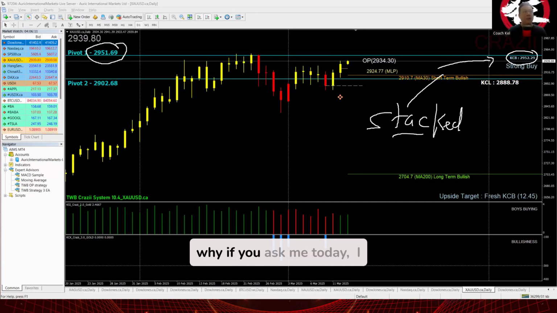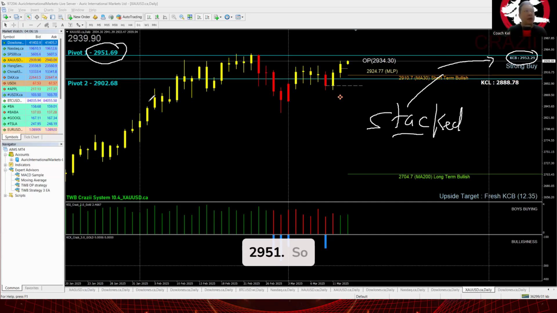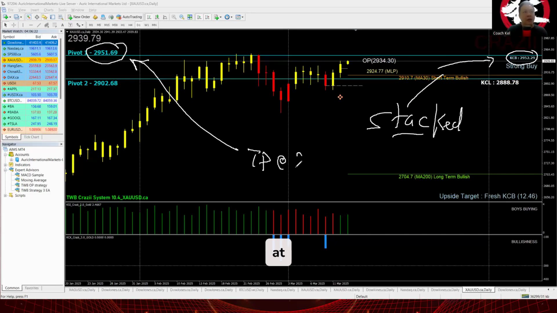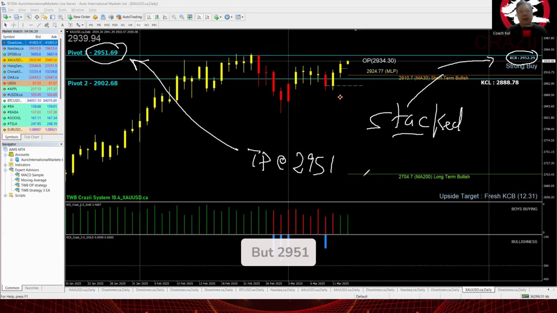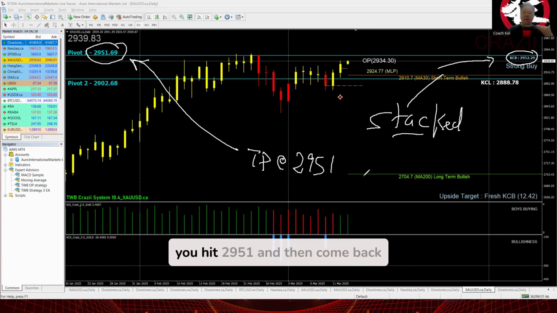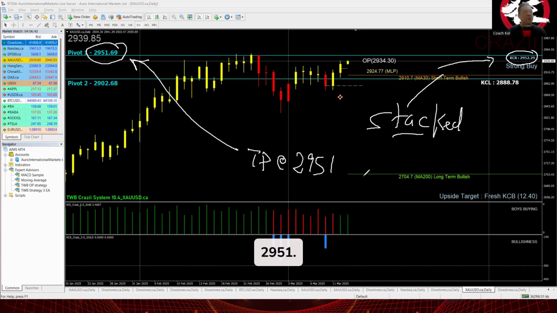So that's the reason why, if you ask me today, I want you to take your TP level at 2951. Guys, if you're long gold today, put your TP at 2951. Someone will ask, why not 2952? Because it's higher. But 2951 is pivot one. It is a resistance, remember? Of course, if you break resistance, going to KCB is possible. But what if you hit 2951 and then come back down? Then how? So the best way is to take profit at 2951.